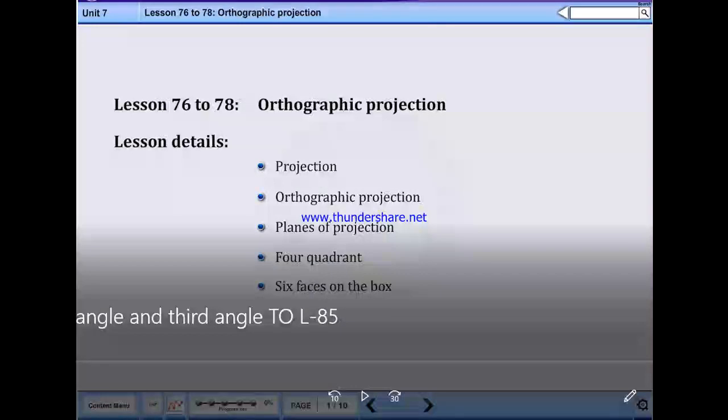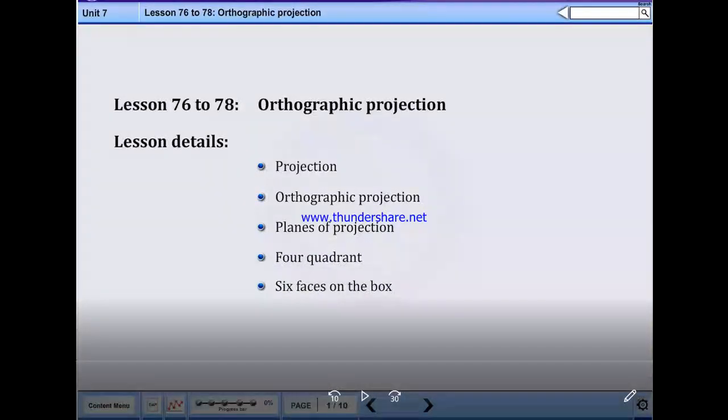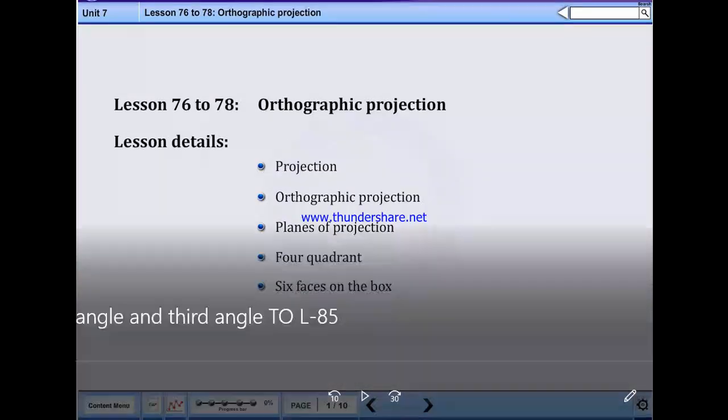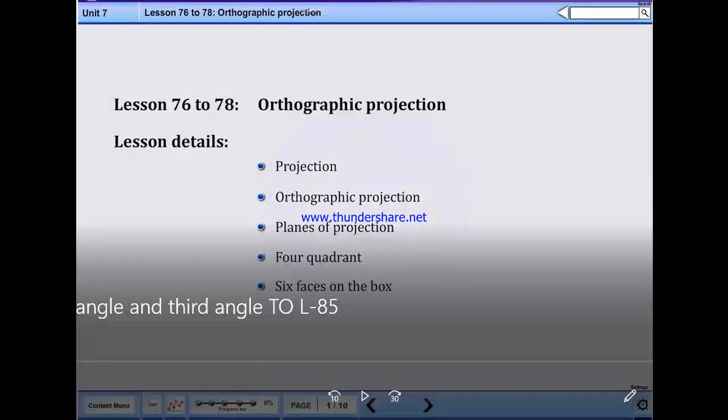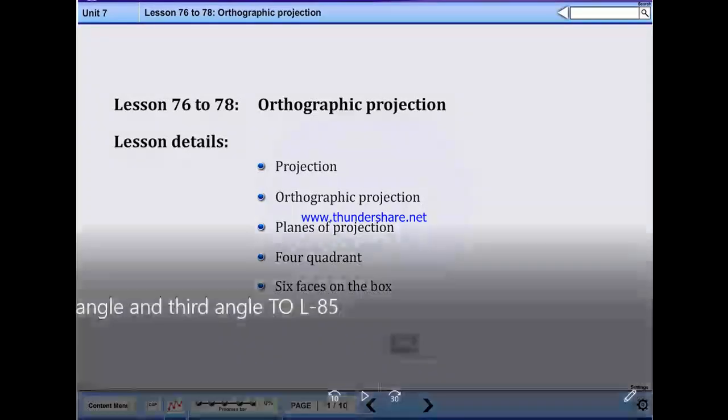Now the next topic is orthographic projections. In this we will learn projection, orthographic projection, planes of projection, four quadrants, and six faces on the box.